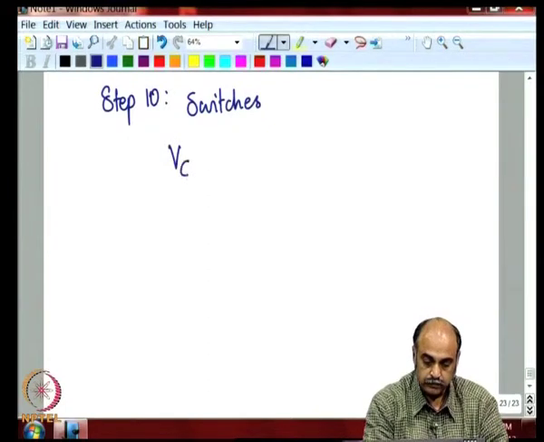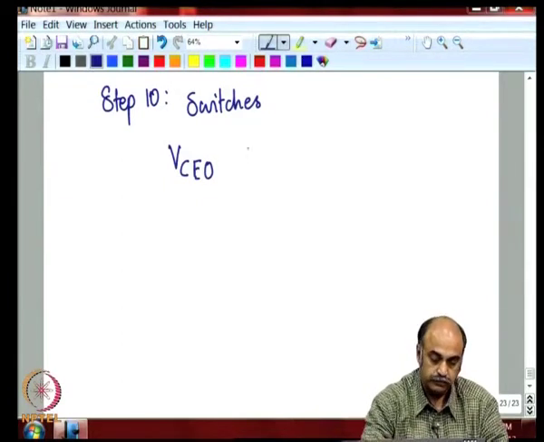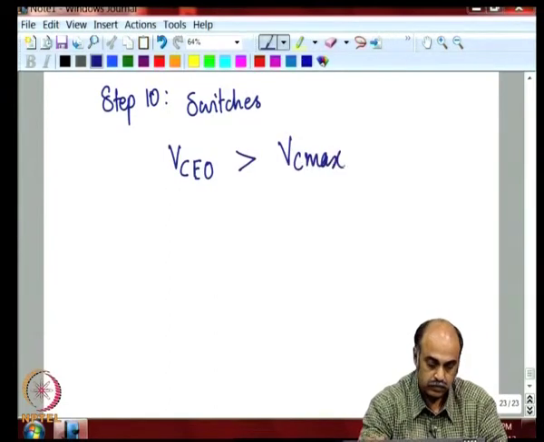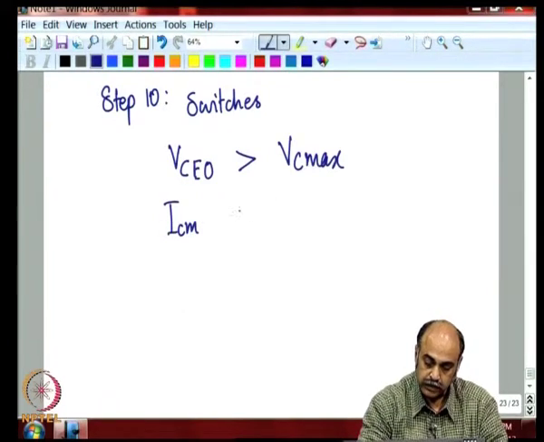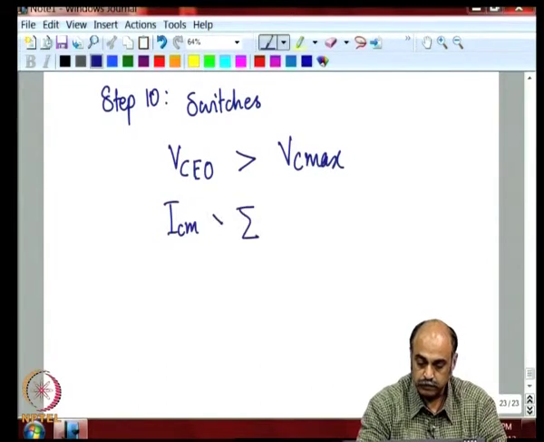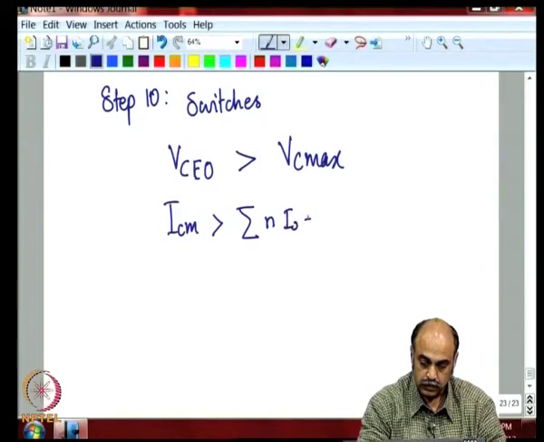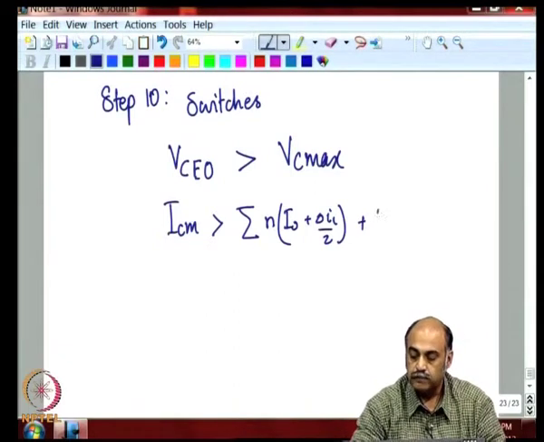VCEO, the collector to emitter, when it is off should be greater than VC max, and the current ICM rating should be all the reflected secondaries, sigma of all the n, delta IL by 2 reflected secondary peaks plus I magnetizing.